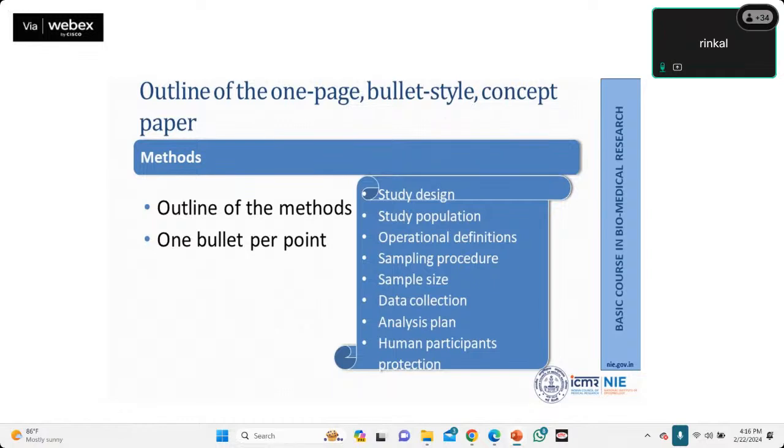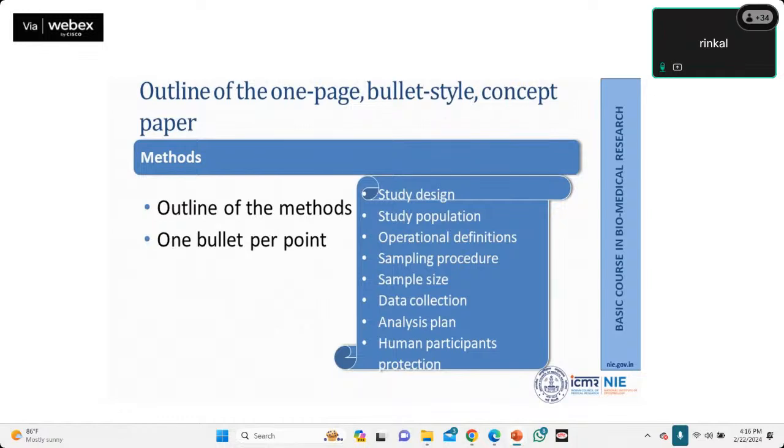Then how you are going to collect the data, whether records or survey or interview or whatever method. Okay, just write down 1 or 2 lines on how you are going to collect the data and what your analysis plan is. Depending on whether it is a descriptive study or an analytical study, you can give some highlights about your analysis plan, which tests you are going to use, etc.